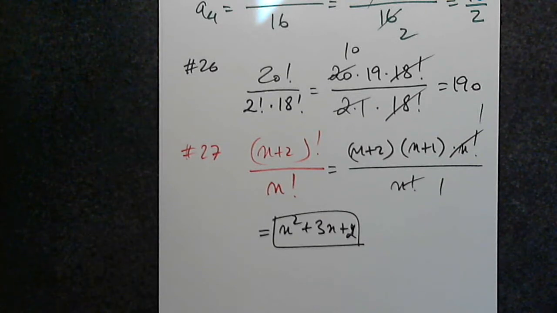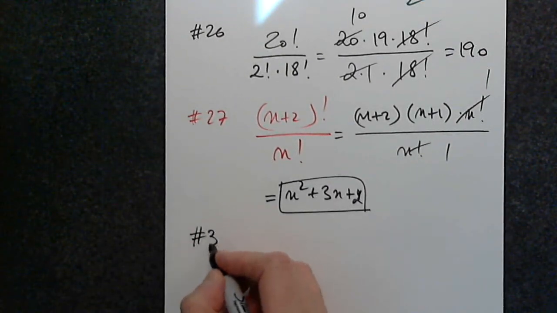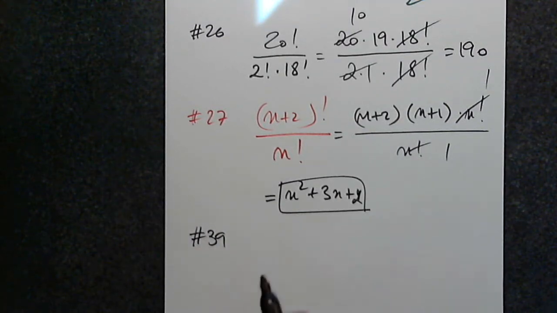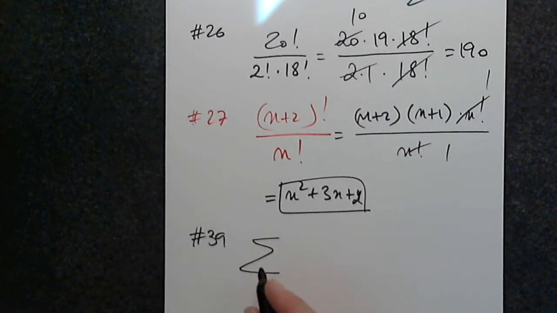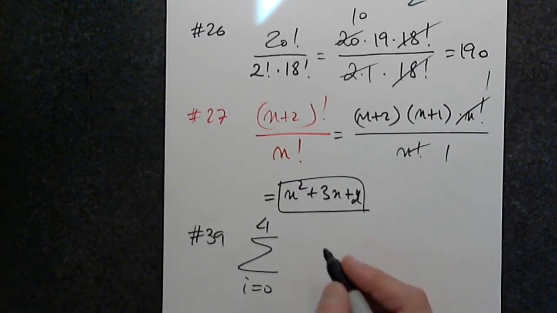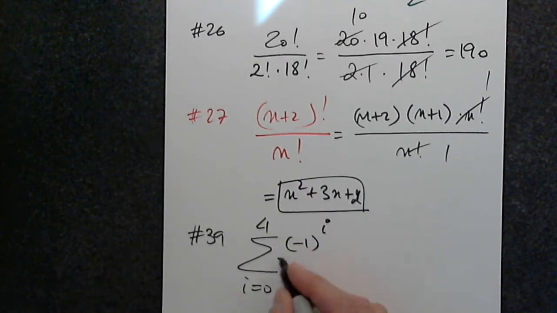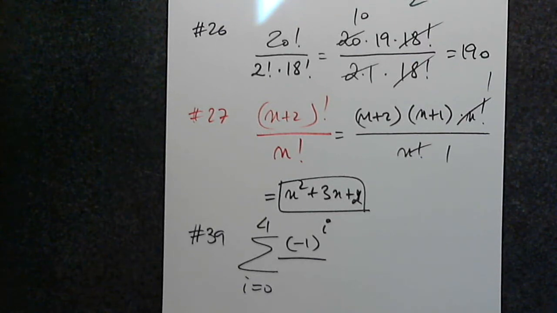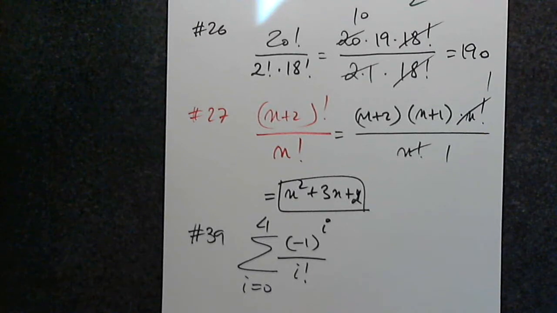And let's find the sum, like 39. And then we can start reviewing. The sum from i equals 0 through 4 of -1 to the power i, which is not the complex imaginary number, over i factorial. So they're asking us to find the sum.